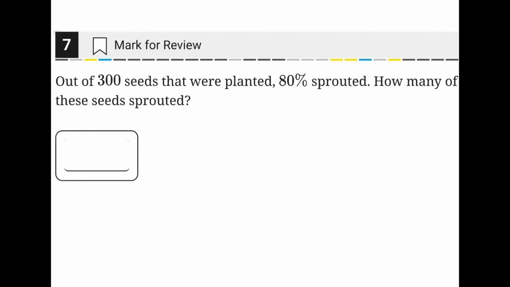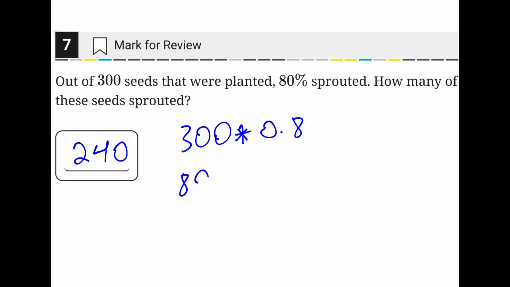A variety of ways to do this. You could just take 300 times 0.8 and you'll get 240. If you wanted to solve it proportionally, you would say 80 out of 100 is equal to some unknown number out of 300. You could cross multiply and solve for x and you get the exact same answer.